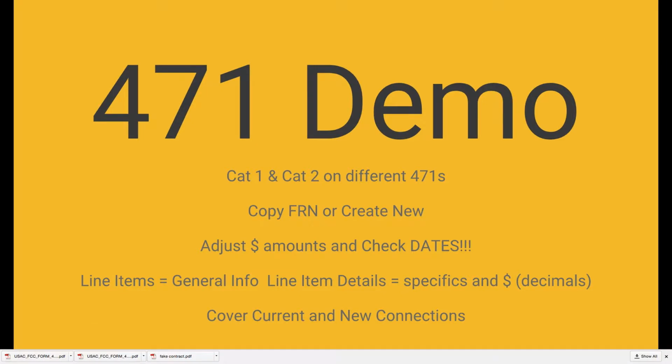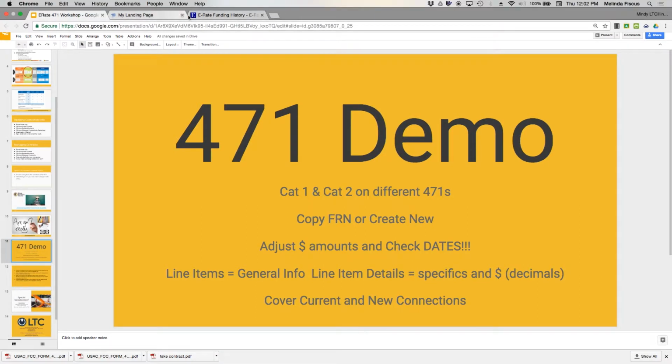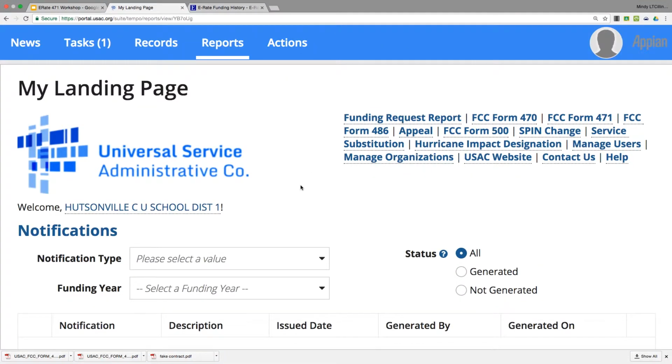When we do the Category 2, this whole purpose of line items versus line item details makes a little bit more sense. I think it was really put in there for the purpose of Category 2, so it's a bit overwhelming in Category 1, but Category 2, it's going to make a little bit more sense for you. So let's come in here to the main landing page.